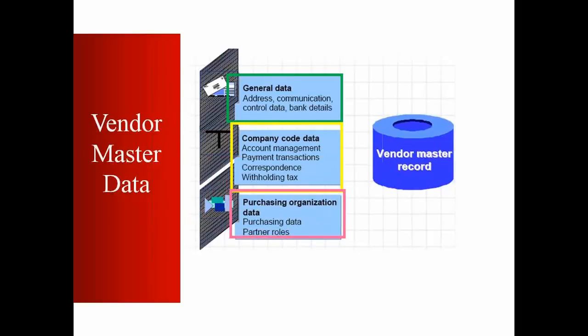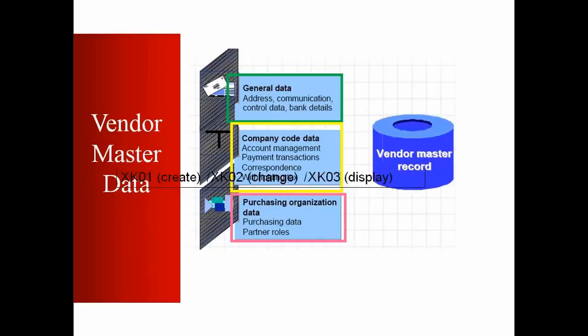And the third type is purchasing org data, where we enter mainly the purchasing related data, like what is the currency of the vendor, partner function, and all that we'll see in a minute. So let's see how we can create a vendor master.